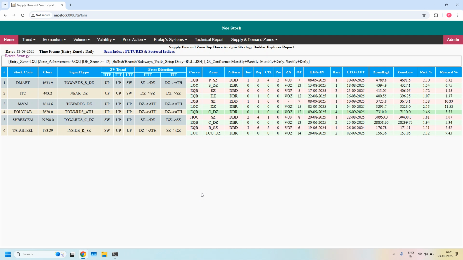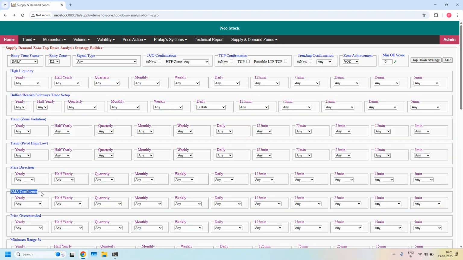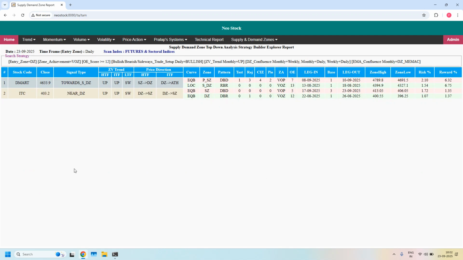In that case, the overlapped daily inside the monthly will have a high probability of success. So let's verify. We have to eliminate the last 2 because their monthly trend is sideways. So I'm going back to EMA Confluence at monthly. I'm checking monthly demand zone having monthly EMA Confluence. At the same time, the trend on the monthly should not be sideways. It should be an uptrend because it is a bullish trade setup. Let's filter. 2 stocks are filtered.